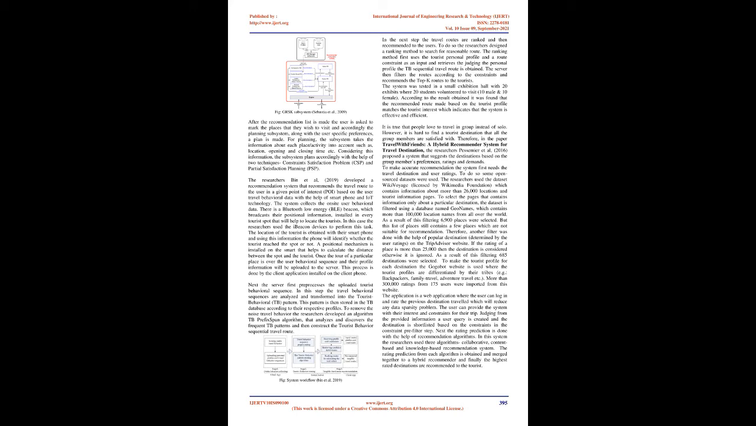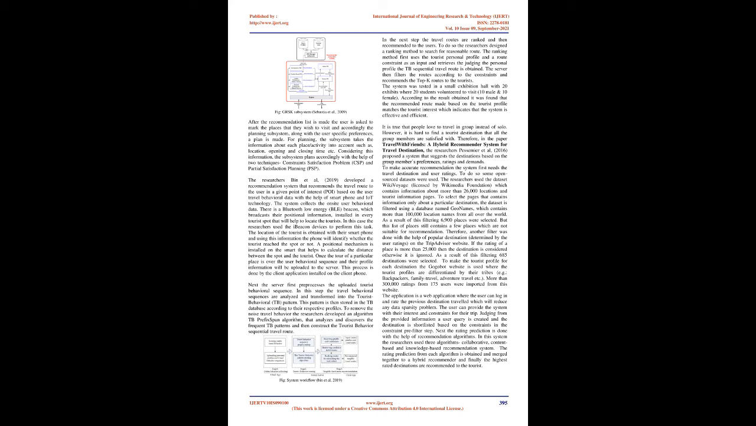In this case, the researchers used iBeacon devices to perform this task. The location of the tourist is obtained with their smartphone, and using this information the phone will identify whether the tourist reached the spot or not. A positional mechanism is installed on the smartphone that helps to calculate the distance between the spot and the tourist. Once the tour of a particular place is over, the user behavioral sequence and their profile information will be uploaded to the server. This process is done by the client application installed on the client phone.